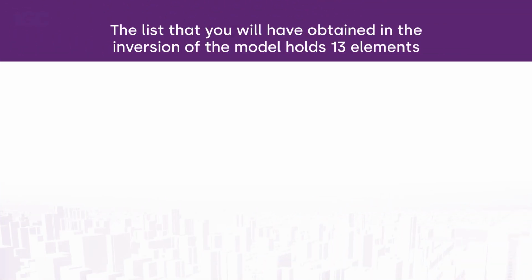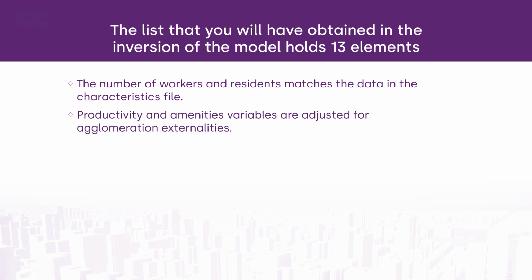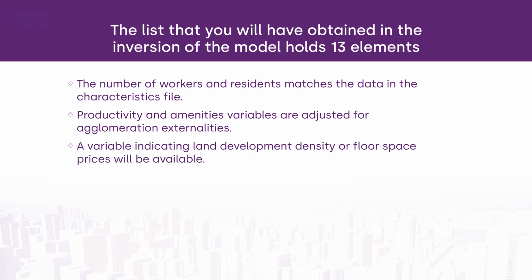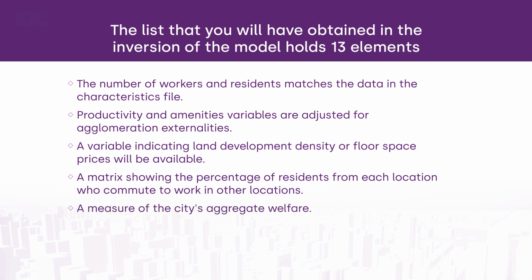The list that you will have obtained in the version of the model holds 13 elements, like the number of workers and residents, which match the data in the initial file of characteristics. You will have the productivity and amenities variables, and these will be adjusted for the agglomeration externalities, and a variable indicating land development density or floor space prices. There will also be a matrix showing the percentage of residents from each location who commute to work in other locations. And most importantly, you will have a measure of the city's aggregate welfare.